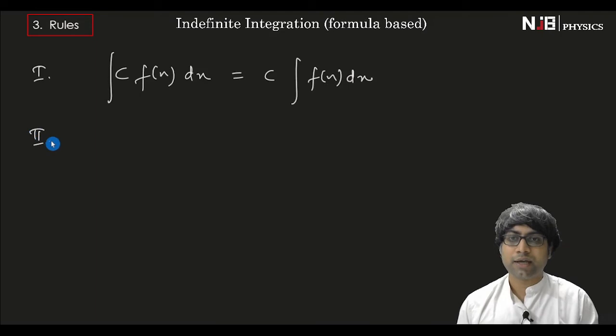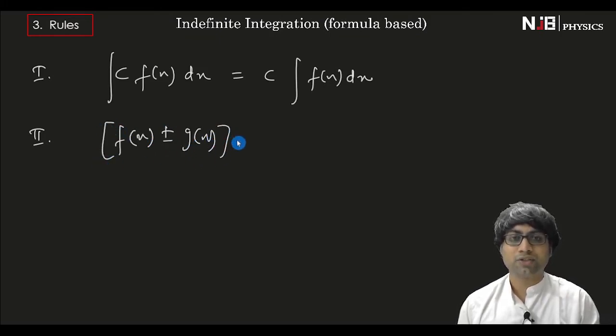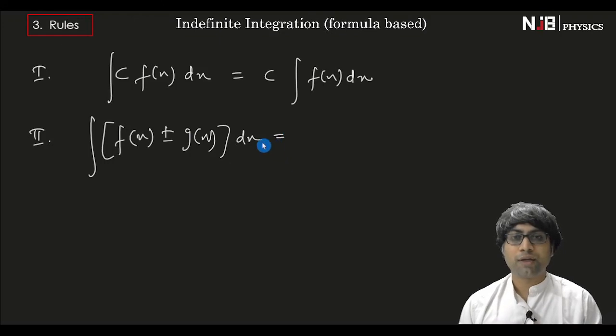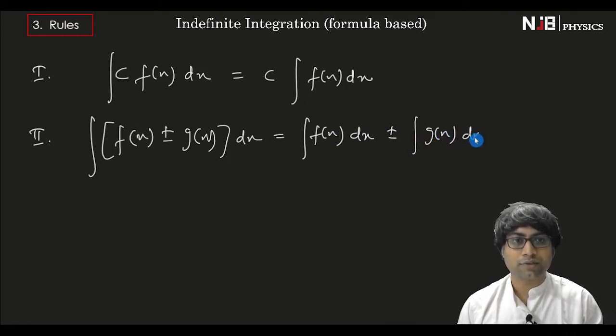Let's talk about the second rule. If we have two or more than two terms like this, let's say it is f of x plus minus g of x, and we want to integrate this entire expression with respect to x, then the indefinite integration is going to follow the distributive property, and hence we can write it as integration of f of x with respect to x plus minus integration of g of x with respect to x.